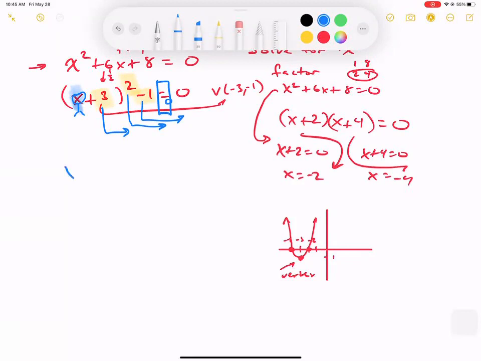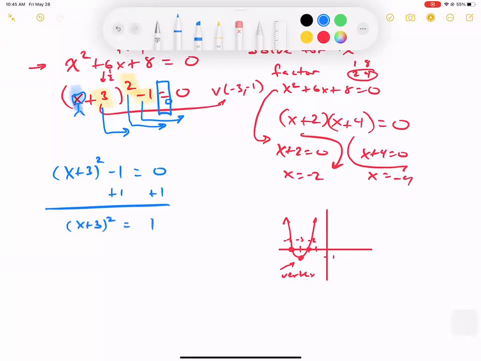So let's go ahead and rewrite this again. X plus 3 squared minus 1. So how do I get rid of this -1 here? Well, we add 1 to both sides. X plus 3 squared equals 1. All right, that's it. Good.